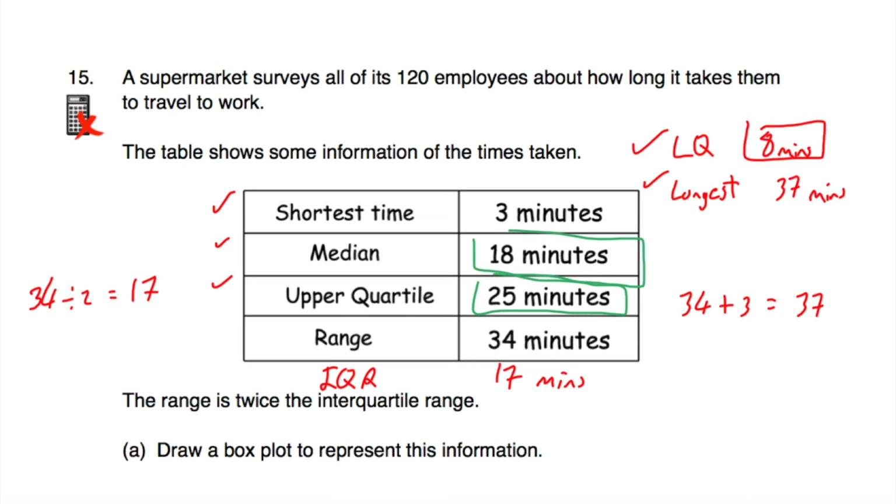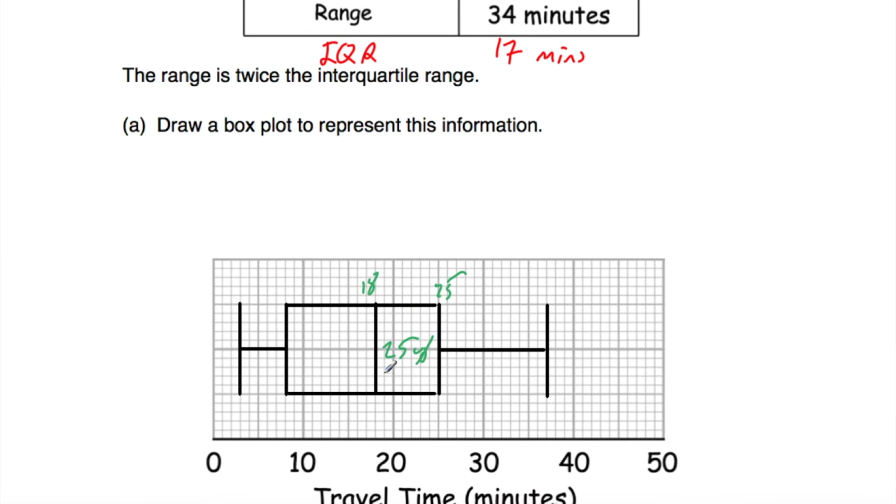So if we go up here, there's 120 employees. So if we work out 25% of that, because 25% of the employees take between 18 and 25 minutes, if we work out 25% of that 120, that'll tell us how many employees would be there. That's our estimate. So let's work that out.